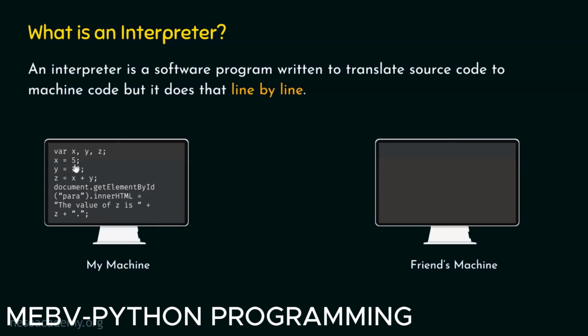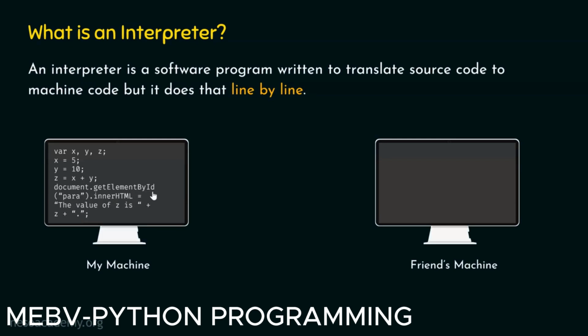We know that x is 5 and y is 10. Therefore, eventually, this will get replaced by 5 plus 10, which gives us 15. So 15 will get stored in variable z. After this, we have the statement document.getElementById("para").innerHTML.